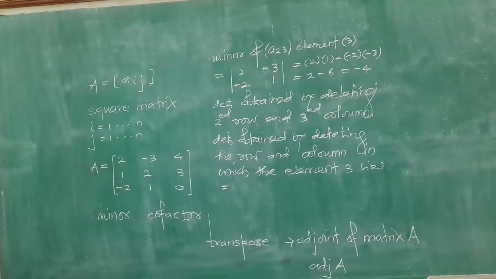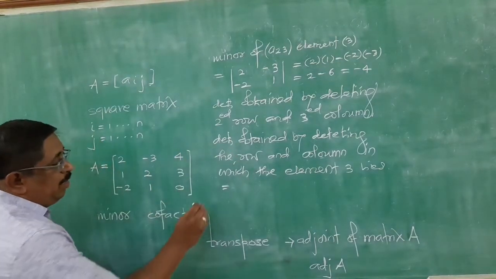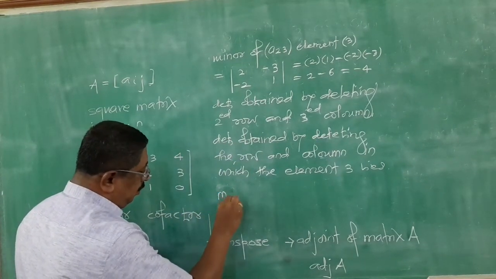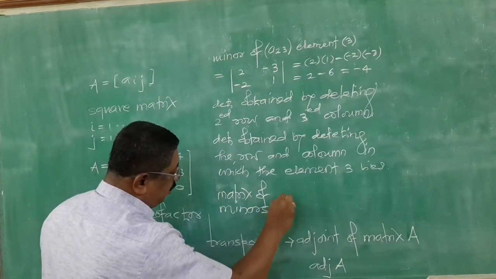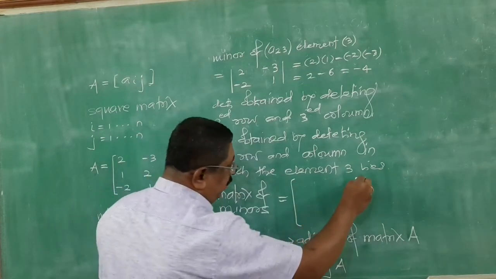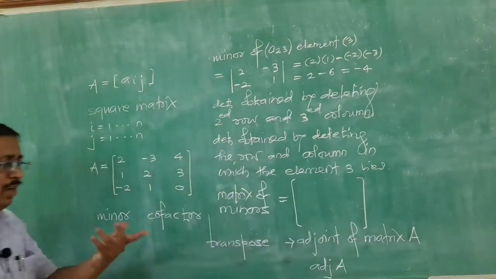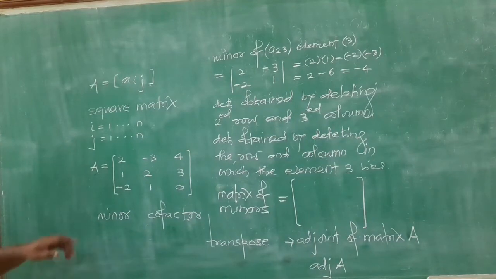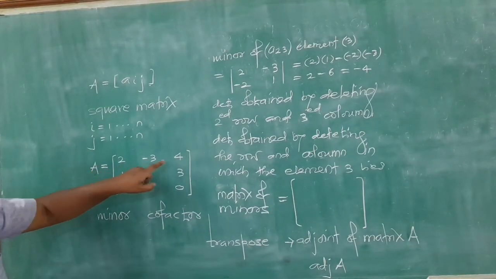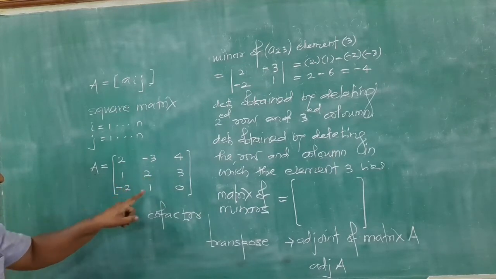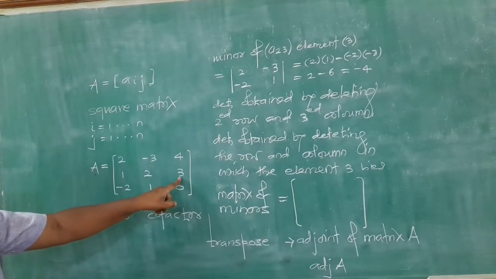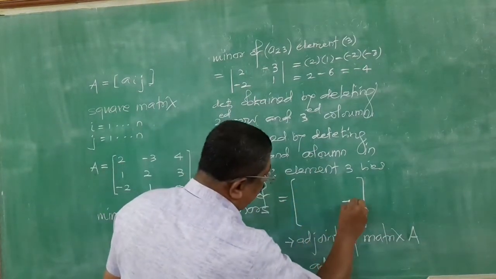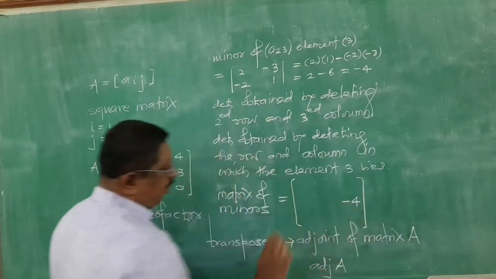Now, similarly, find out the minor of each element. Once you find out the minor of each and every element, you will get the matrix of minors, which is no doubt a matrix with order 3 by 3. Obviously, it is a square matrix of order 3. Let us find out the minor of elements 2, minus 3, 4, 1, 2, 3, minus 2, 1, 0. Already we have got the minor of element 3, which is minus 4. Let me write that minus 4 at the second row, third column position.